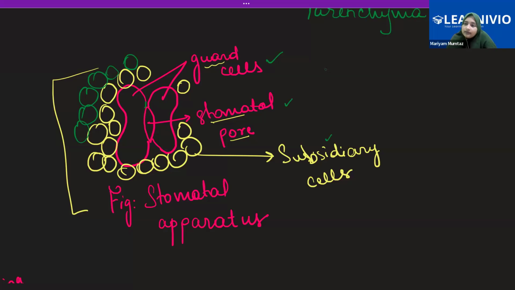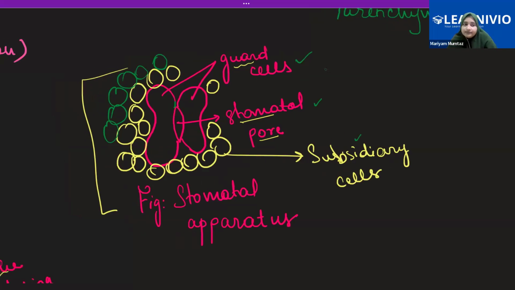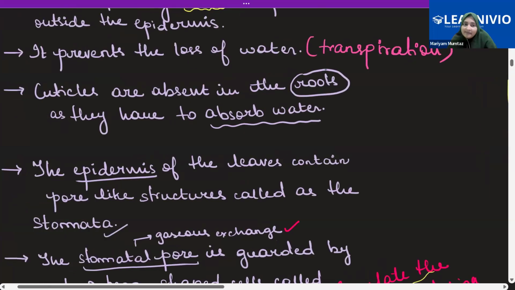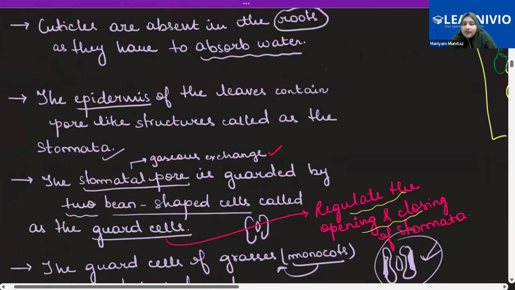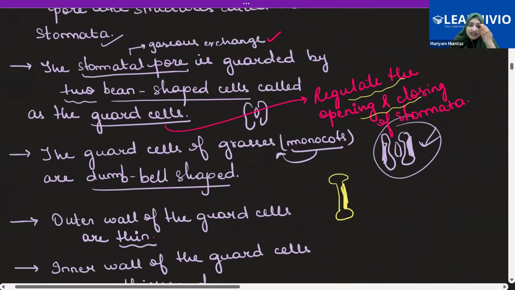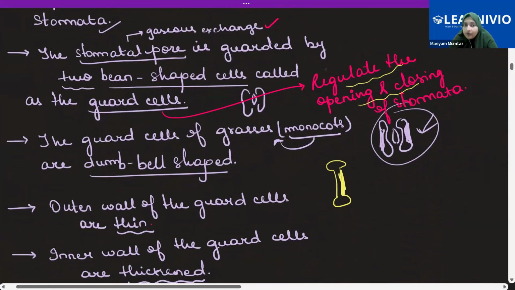But is it not kidney shaped? It's kidney shaped also, and dumbbell shaped also. See, kidney shape in most of the organisms, then dumbbell shape particularly in monocots. Monocots, you people remember? Yeah. Single cotyledon. So that's the case. Now, the guard cells of the grasses, such as the monocots, have dumbbell shape.